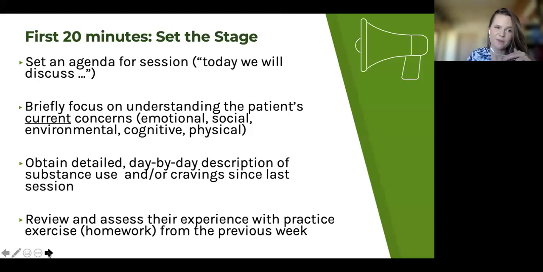In the first part, you're going to set an agenda for the session very literally. You'll say, today we're going to discuss dot, dot, dot. You're going to briefly discuss the patient's current concerns. This is not an approach where you're really delving into childhood or other kind of further flung items. You're really focusing on the present for the most part. You're going to obtain a detailed day-by-day description of their substance use or their cravings and urges since the last session. And very importantly, you're going to review and assess their practice, their homework from the previous week. I'll repeat this a lot, but the homework is where the change takes place in CBT. You want the patient to know that, you want to appreciate that as a provider, and throughout every session, you're really going to hammer home how important the practice is.